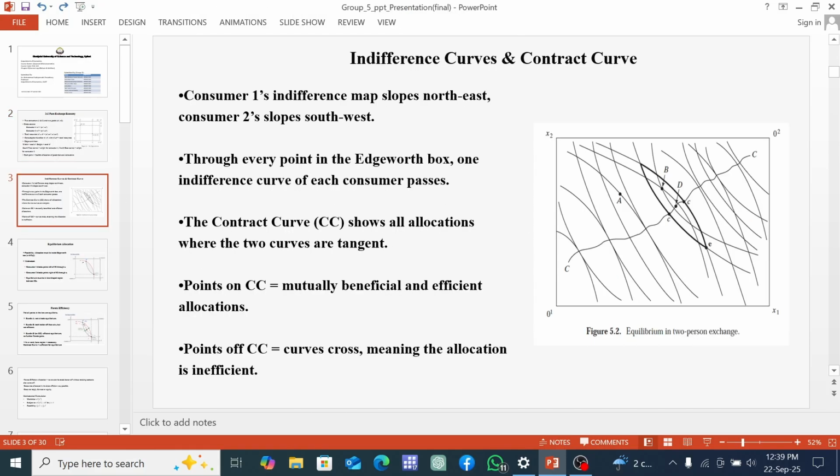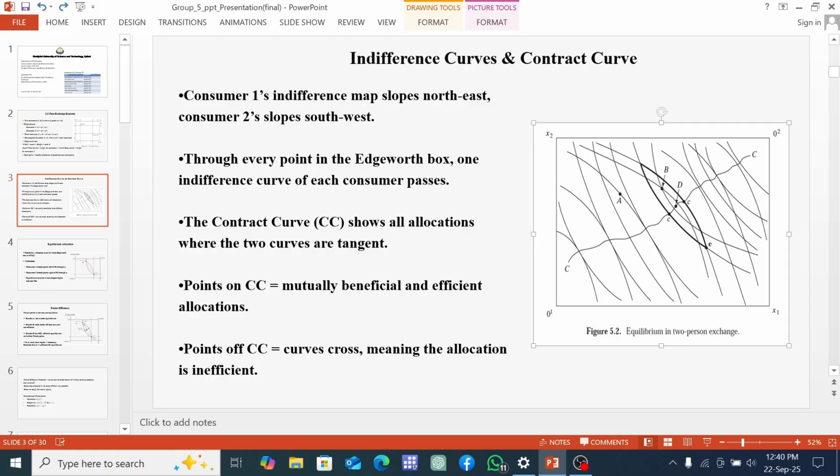Now consumer 1's indifference map slopes northeast and consumer 2's slopes southeast. So it is obvious that if we move from this C point to that C point, the satisfaction level for individual 1 will increase, and for individual 2 it will decrease. And if we move from this C point to that C point, the satisfaction level for individual 2 will increase, but for individual 1 it will decrease.